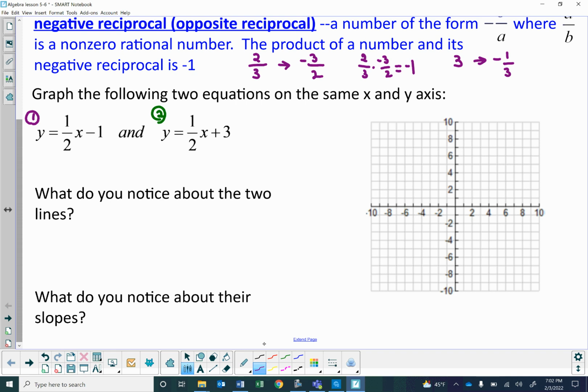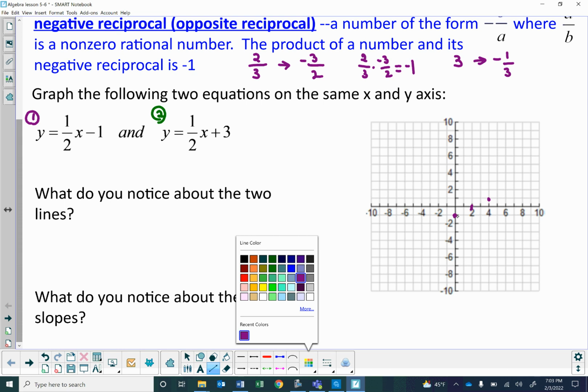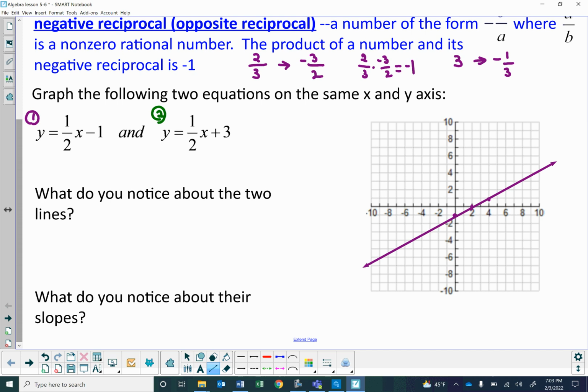If I was to graph equation number 1, the first thing I'm going to do is figure out its y-intercept. Its y-intercept is at -1, so I'm going to begin there. The slope is 1/2, so up 1/2, up 1/2. I will graph that line using my straight edge, and I will label it. This is equation number 1.